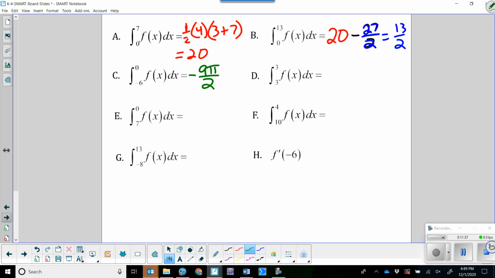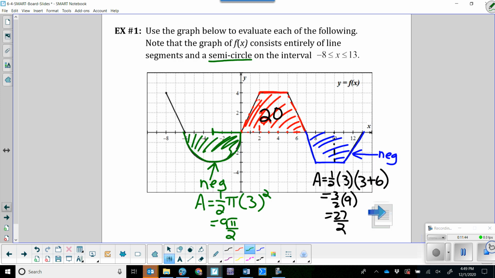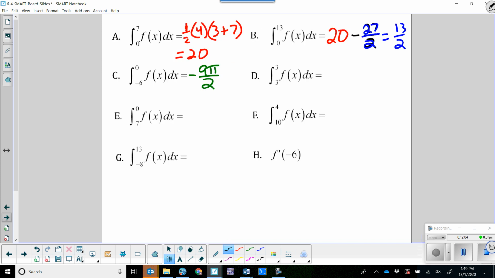So D says we're going to go from 3 to 3 of f of x dx. Well, if we go from 3 to 3, think about how we defined all of this. If we were to integrate this from 3 to 3, well, what's the width of that rectangle? Well, that width is 0 because it's a single point and points have no width. So this area is going to simply be 0. If I integrate from A to A, so 3 to 3, I'm always going to get 0, and that's a property.